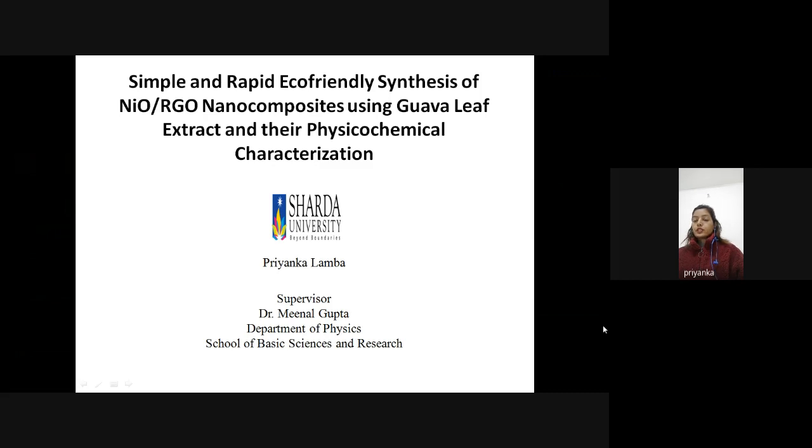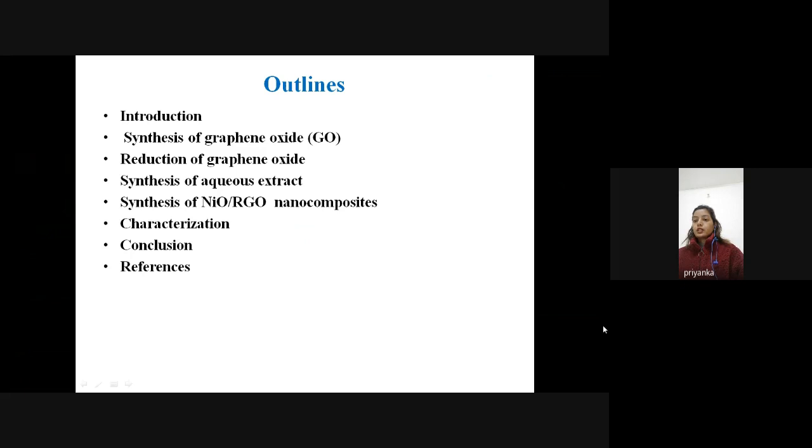Today I am presenting a contributed paper entitled Simple and Rapid Eco-Friendly Synthesis of NiO-RGO Nanocomposites using Guava Leaf Extract and their Physicochemical Characterization. These are the outlines of my presentation: introduction, then synthesis of graphene oxide, reduction of graphene oxide, synthesis of aqueous extract, synthesis of NiO-RGO nanocomposites, then their characterizations, conclusion, and references.